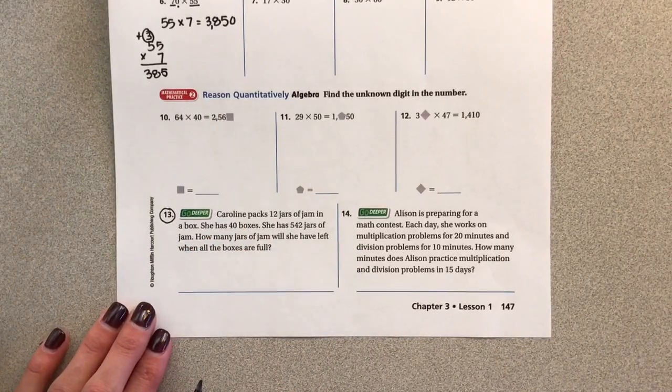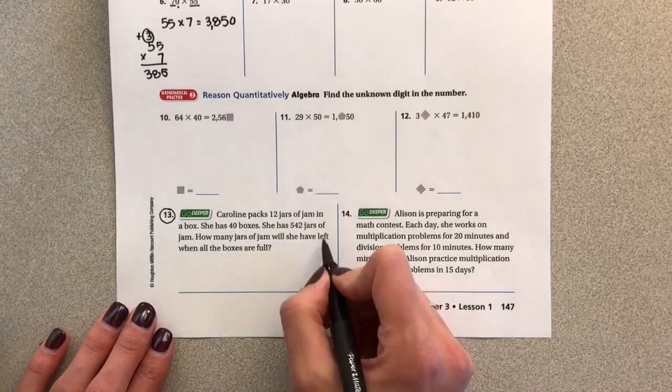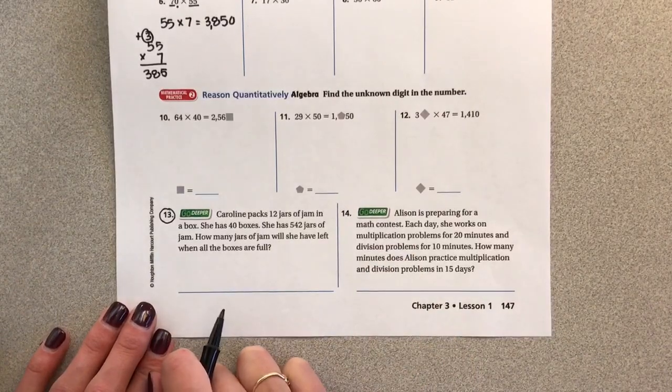Now we're going to take a look at question number 13 on page 147. So if we look at this, it says Caroline packs 12 jars of jam in a box. She has 40 boxes. She has 542 jars of jam. How many jars of jam will she have left when all the boxes are full? So I know I'm going to have some leftovers. So my goal is to find those leftover jars that I can't fit in boxes.